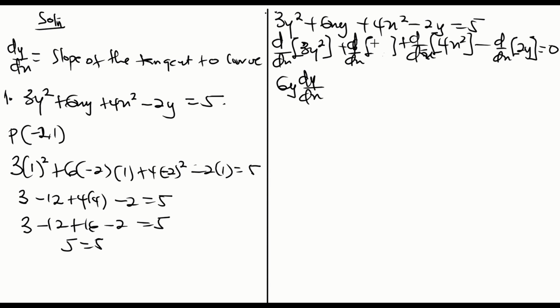So here we are having 6xy. Then we now differentiate the first term, which is 6, multiplied with the second term, which is y. Then plus, we now differentiate the second term, which is dy/dx, and multiply with the first term, which is 6x.